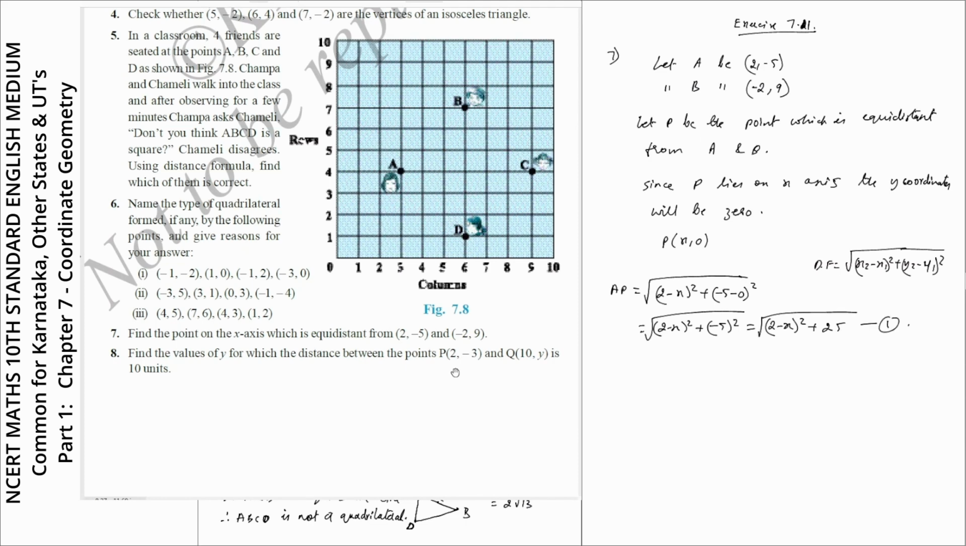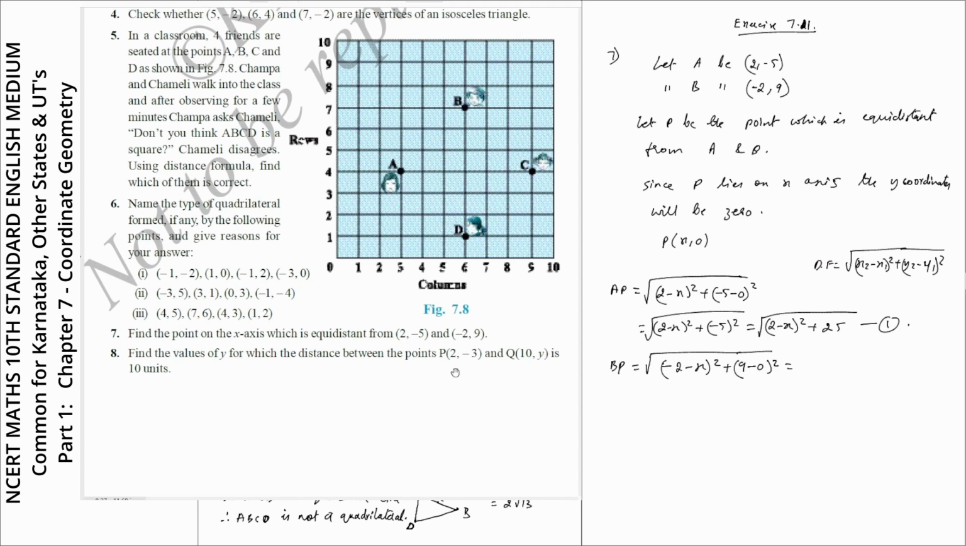I'll mark this as question 1. Now what is BP? BP is given by the square root of the distance between point P and B. Now (x2 minus x1) the whole square, that is (minus 2 minus x) the whole square, plus (y2 minus y1) the whole square, that is (9 minus 0) the whole square.